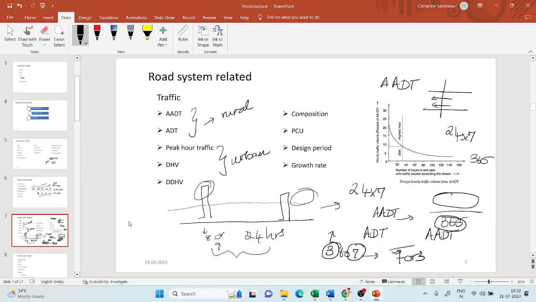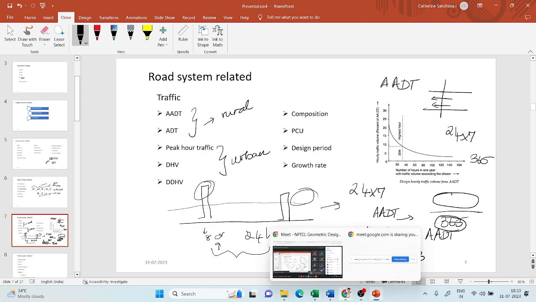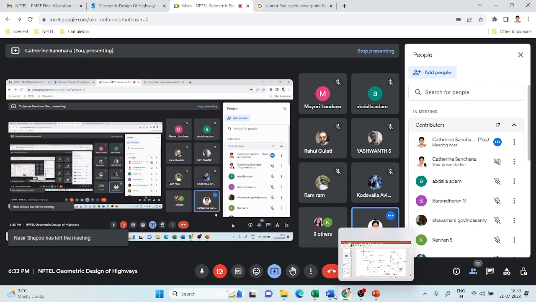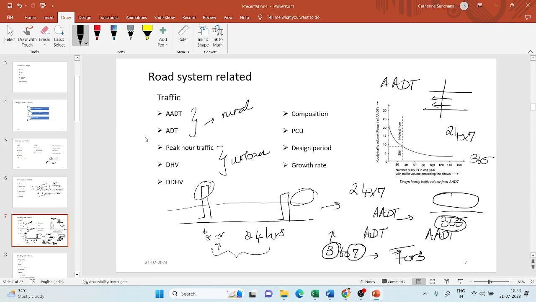Now moving on to the composition. Sorry, not moving on to the composition. We did not see peak hour traffic. So moving on to peak hour traffic. As I said, it is not reasonable for you to use the entire 365 days traffic for urban roads, and in such cases you need to use peak hour traffic.